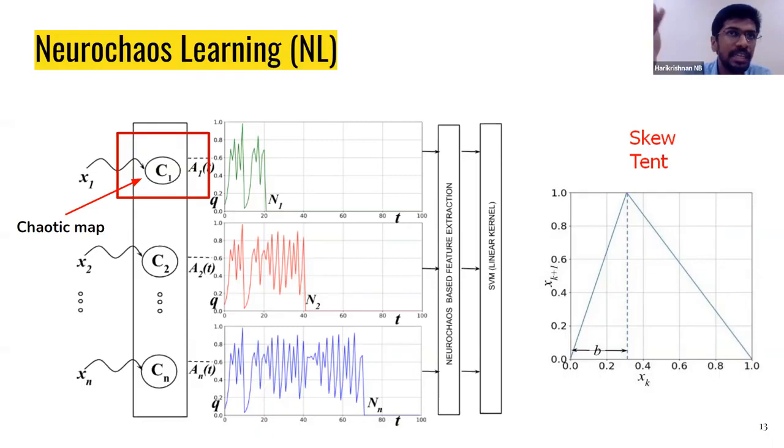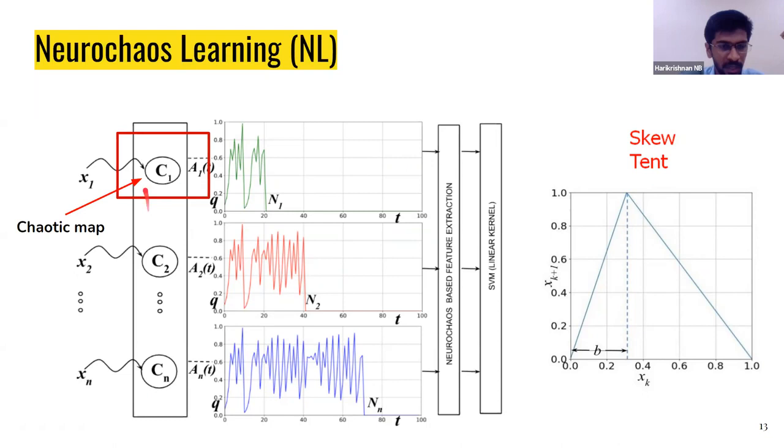It can be any one-dimensional data that you can pass into the input layer. The input layer contains a set of neurons, chaotic neurons, represented as C1, C2, etc., CN. In this case, the neurons are skew tent maps. Skew tent maps are chaotic maps. They come from a family of maps called generalized Luroth series, which are a family of piecewise linear maps, which are chaotic. And so C1, C2 are all chaotic maps. Now let us see how the algorithm works.